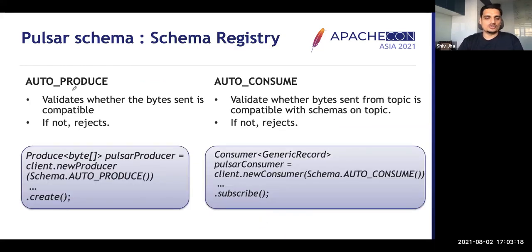If you want to use the semantics of Pulsar on the producer side, the workflow that we just saw in the flow diagram, then when making the producer, you just say schema dot auto produce, and for the consumer you say schema dot auto consume.